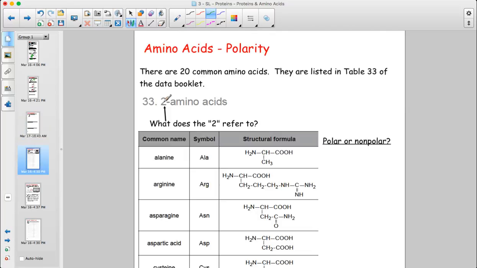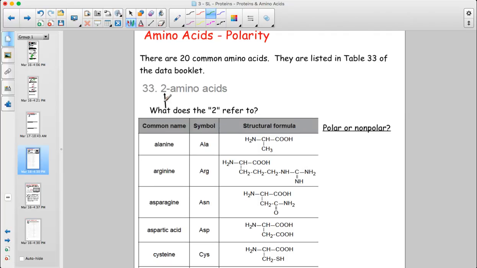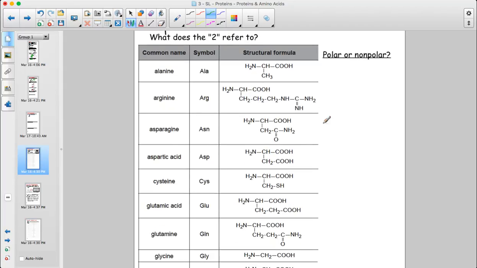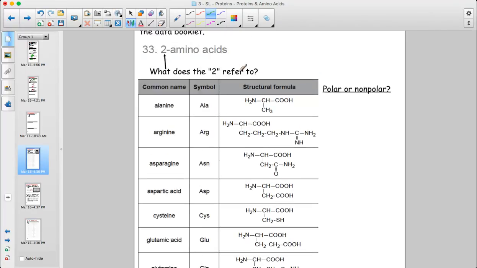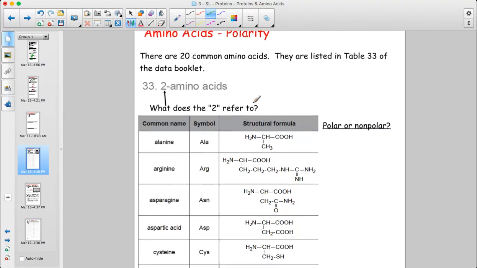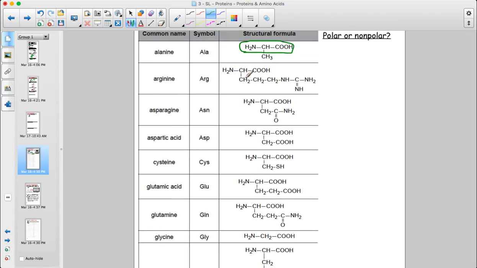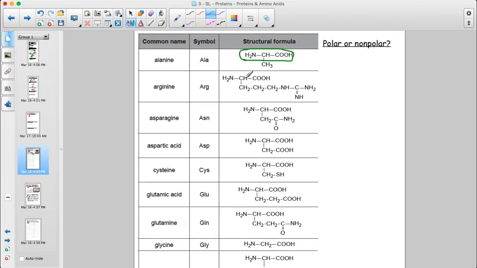The amino acids, one of the important things to consider about amino acids, one of the ways that they are often classified is based on their polarity or their water solubility. And really it comes down to the R groups because all amino acids have the same things in common, the amino group, the CH, and the COOH carboxyl group. So this is table 33 of the data booklet, and you'll see that every amino acid has this part in common. So that's not really what we're going to be focusing on if we're talking about polarity or solubility. What we're going to focus on is the R group.